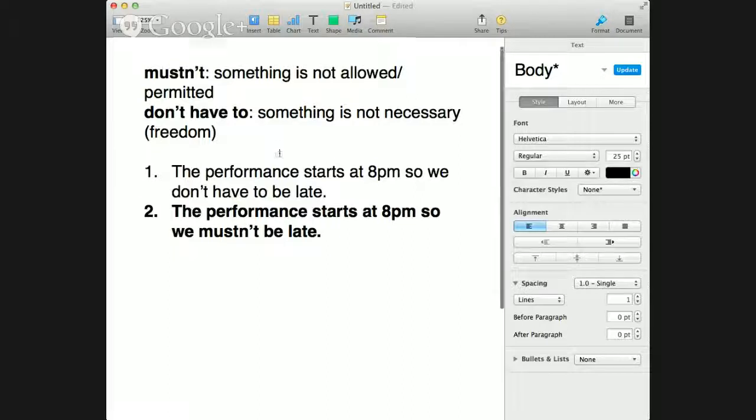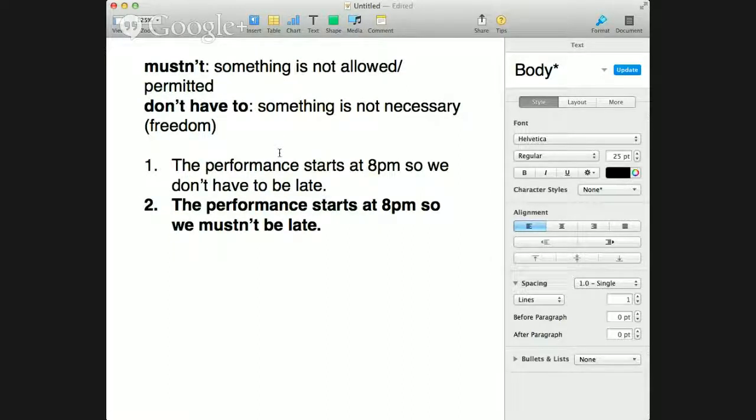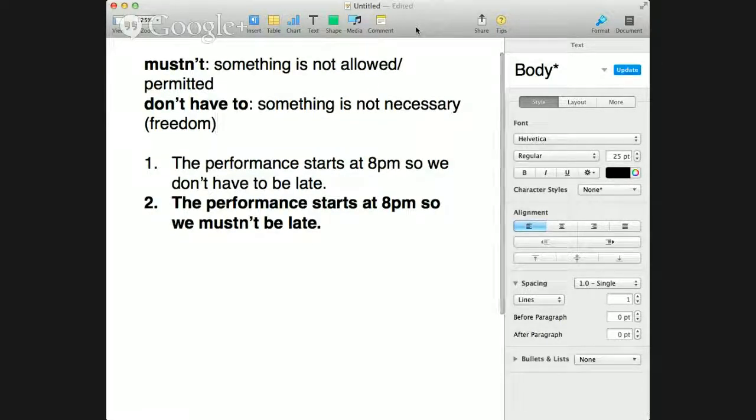So you might say, for example, oh, we mustn't be too noisy because we just put the baby to bed. So you are not really allowed to be noisy, you're not permitted to be noisy, you shouldn't be noisy because you might wake up the baby. Can everyone see the difference between those two?